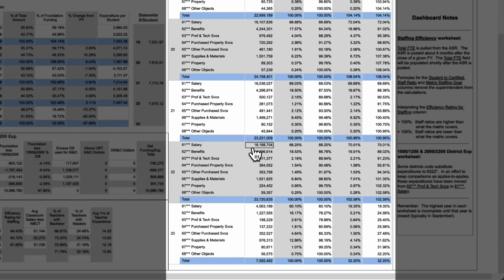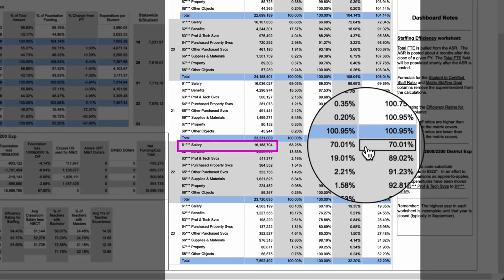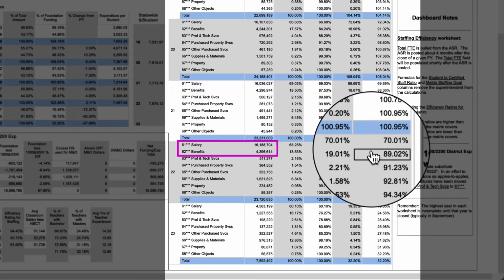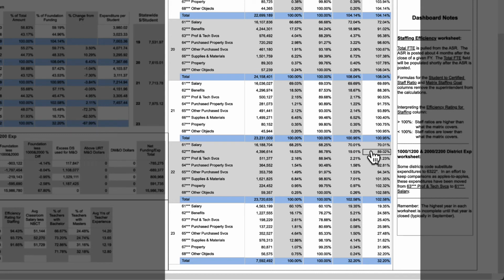Running percentage of foundation funding dollars is spent on salary. 70% of the district's money, foundation dollars, is spent on salary. Now, when we combine that with benefits, so salary and benefit expenditures, we're up to 89% of our foundation funding is expended on those two items. So only 11% of foundation funding is left to take care of all of our purchases.